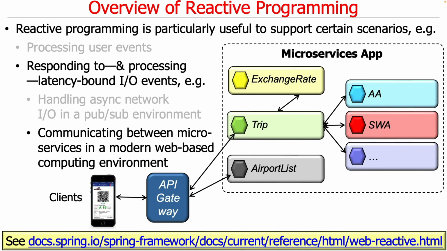Another way you can use this stuff, which is what we're going to be doing here later in the class, is to communicate between microservices in a modern web-based computing environment, a modern reactive web-based computing environment. And this diagram should look somewhat familiar to you now because we've taken a look at this in a couple of contexts, the most latest one being the quote services example where we had an API gateway.